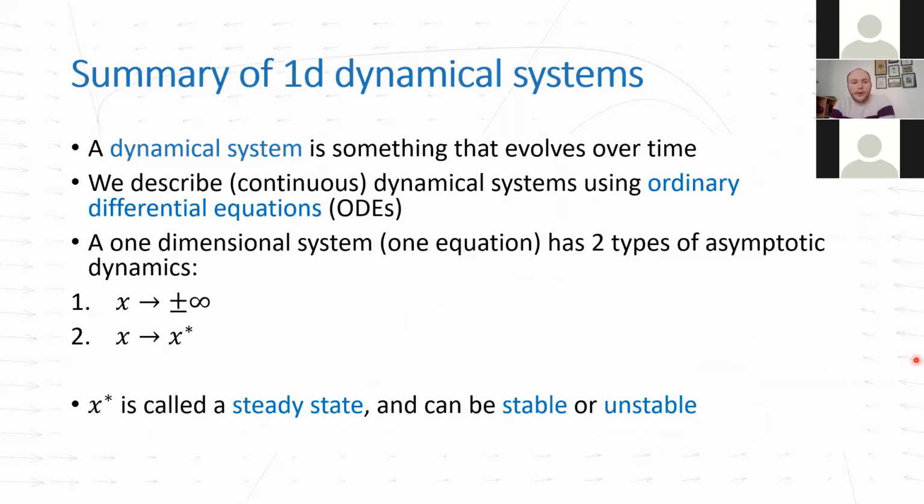I will quickly now summarize what we've seen so far. A dynamical system is something that evolves over time. We can describe it using ordinary differential equations. The types of system that we've seen so far, that have a single equation, a single variable x, can do one of two things. They can increase or decrease forever, going to plus or minus infinity, or they can stop at a steady state. And steady states can be stable or unstable. At this point, does anyone have any questions for me, or should I move on?